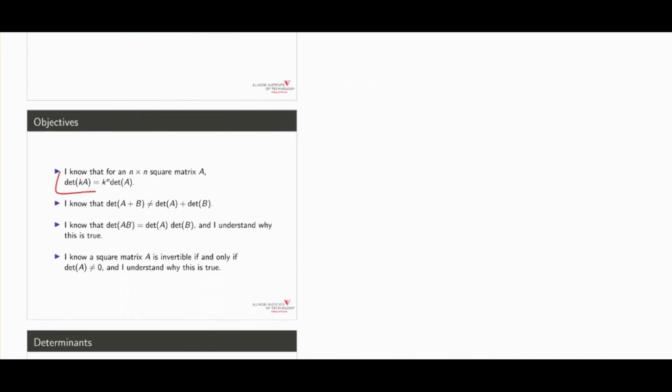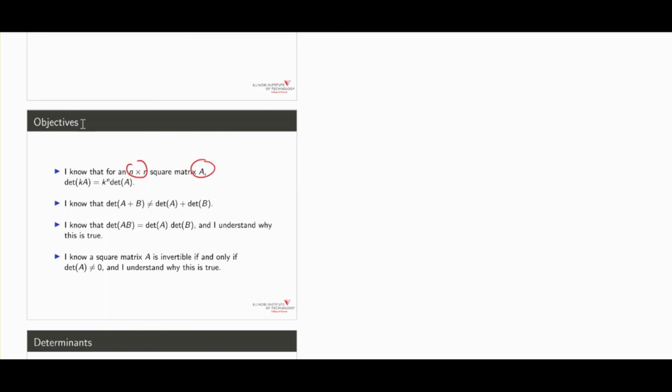All right, let's begin by looking at the objective for this section. At the end of this video, you should know that the determinant of kA is not k times the determinant of A, but instead is k to the power of n times the determinant of A, where the n here is the number of rows or the number of columns for the square matrix, okay?